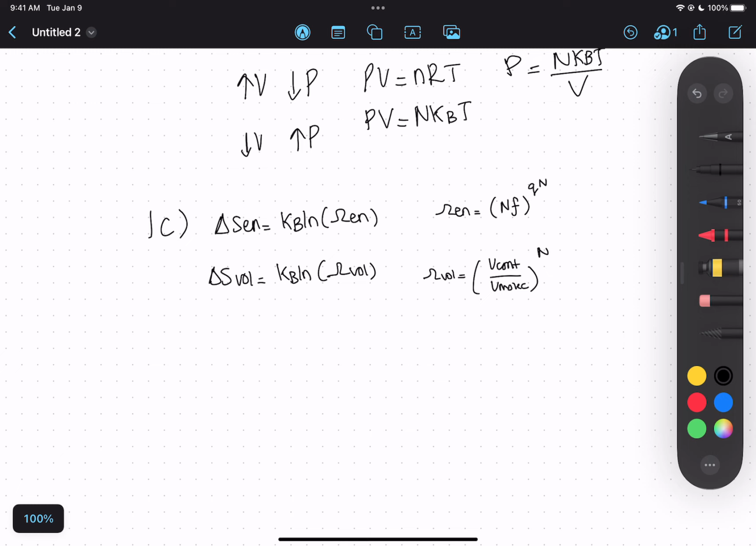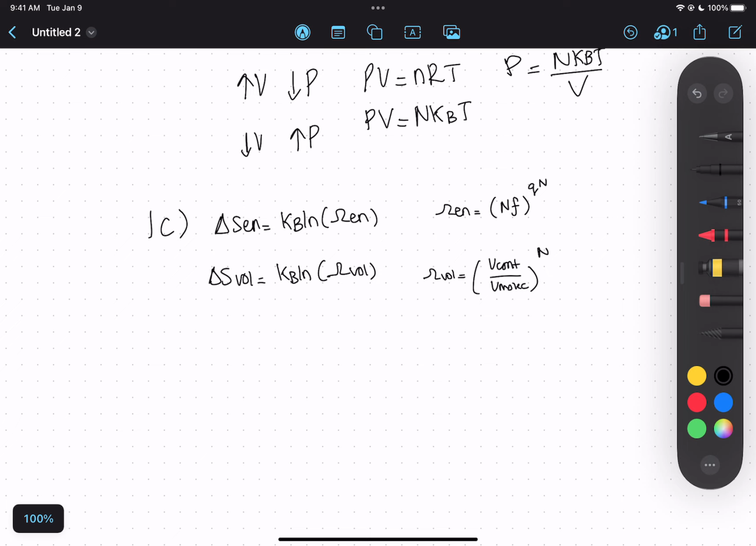Now, let me look real quick. So determine changes, delta S energy, delta S volume, and the energetic, volumetric, and total entropy, respectively, of the gas. So they also want you to figure out total entropy, which would be a sum of both.